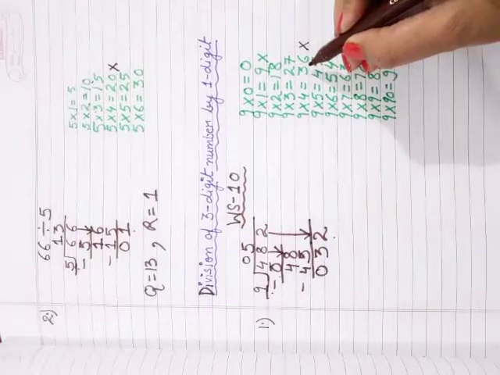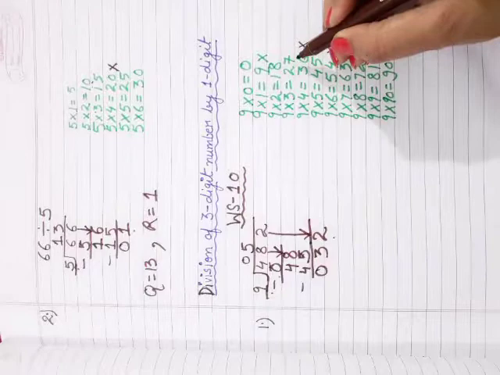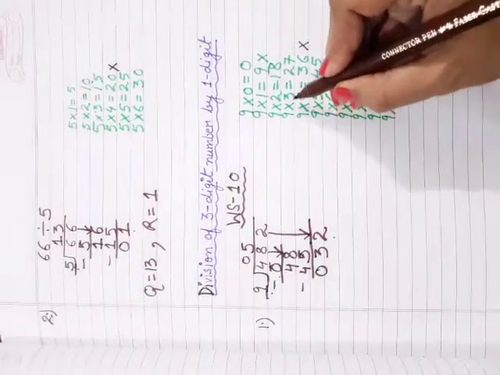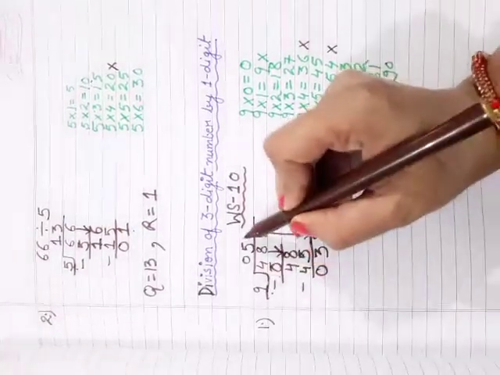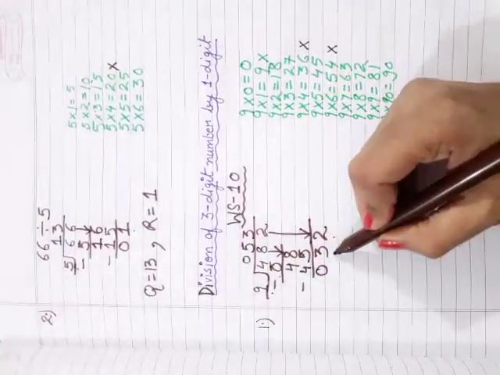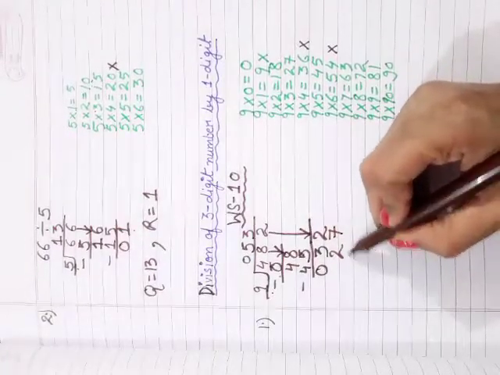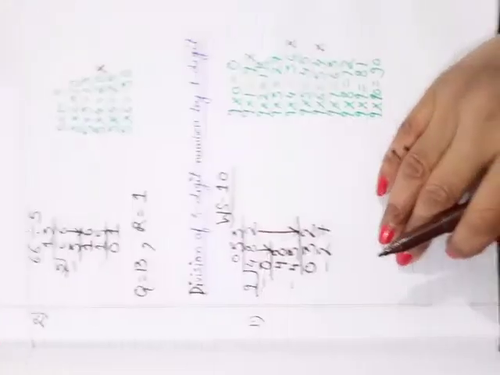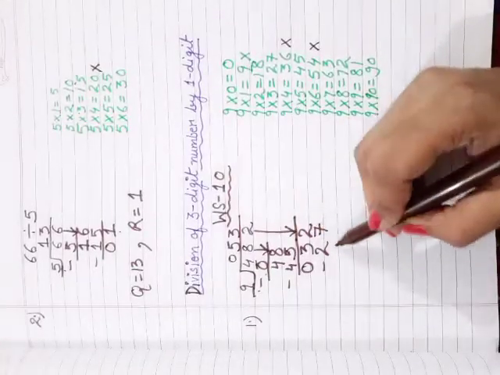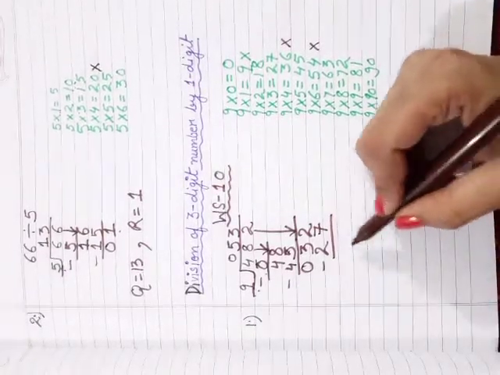So now what we have to do? We will move one step back. So here we have 27. So 9 3s are 27. So we will write here 9 3s are 27. So here is your product. 27 is your product here. Now again we will subtract 32 and 27. So we will subtract these two numbers.